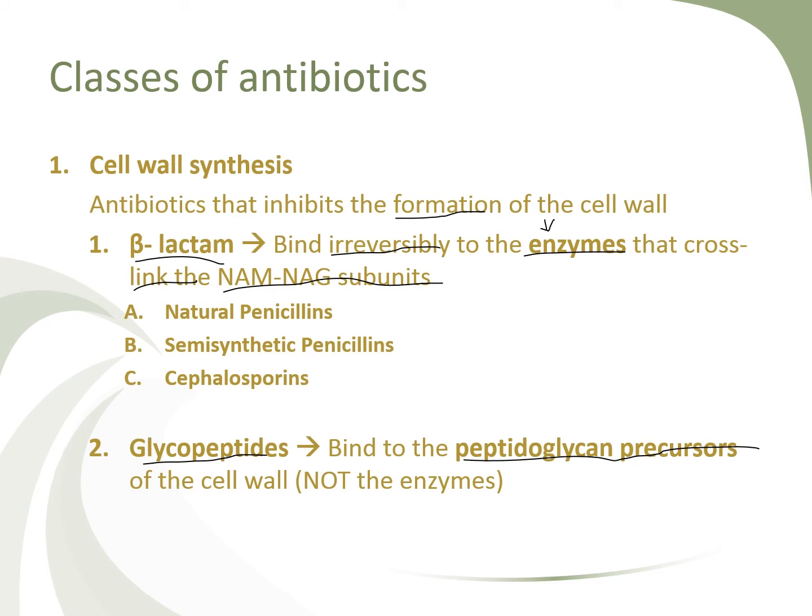We have another type of antibiotic in the same class that are the glycopeptides. They also inhibit the formation of the cell wall, but they don't bind to the enzymes, they bind to the peptidoglycan precursors. So they bind to the NAM and NAG, so they bind to the subunits, not the enzymes. Okay, I'm gonna explain a little bit more about each of them.